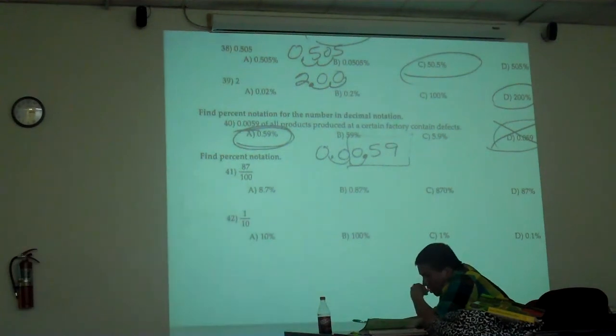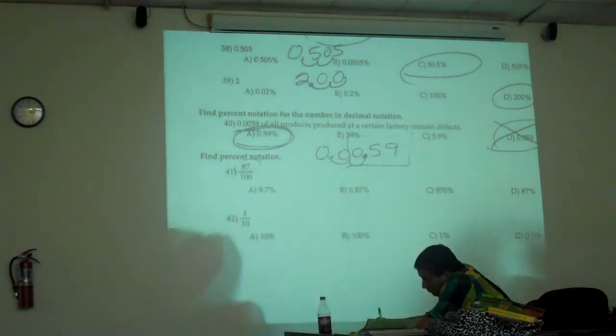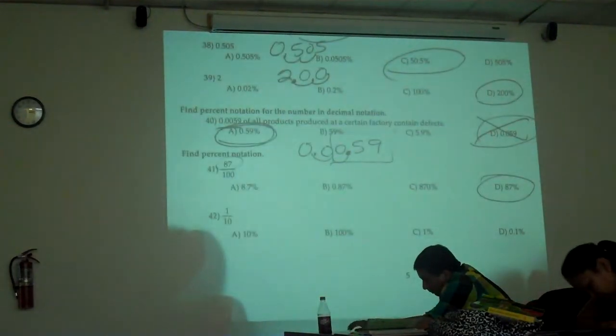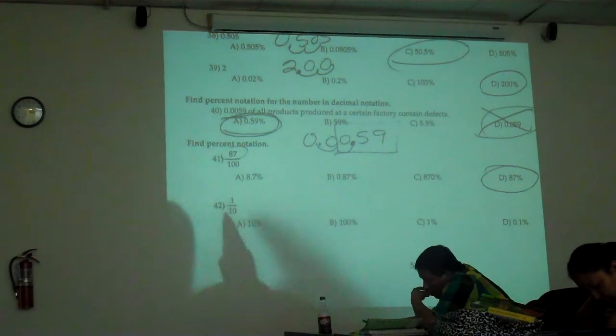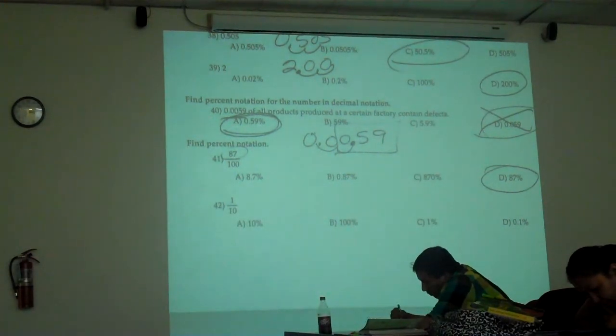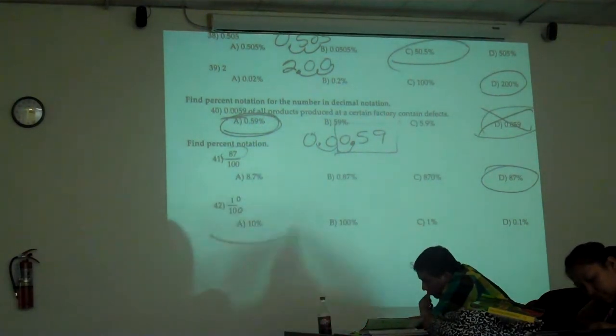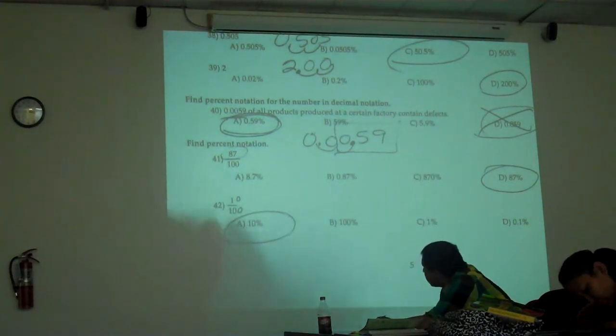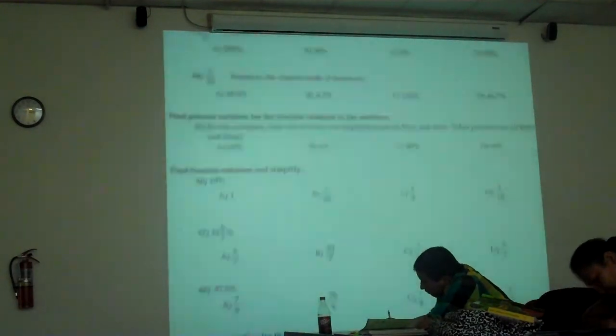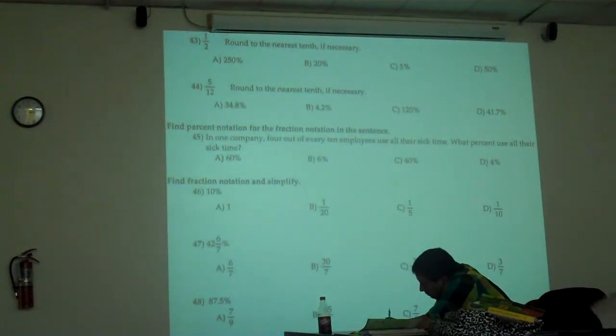87 out of 100. How would you write that as a percent? If it's over 100, it's just that number right there, 87. 1/10. That's not over 100. If you add a 0 to the bottom and top, you've got 10%. How about 1/2?